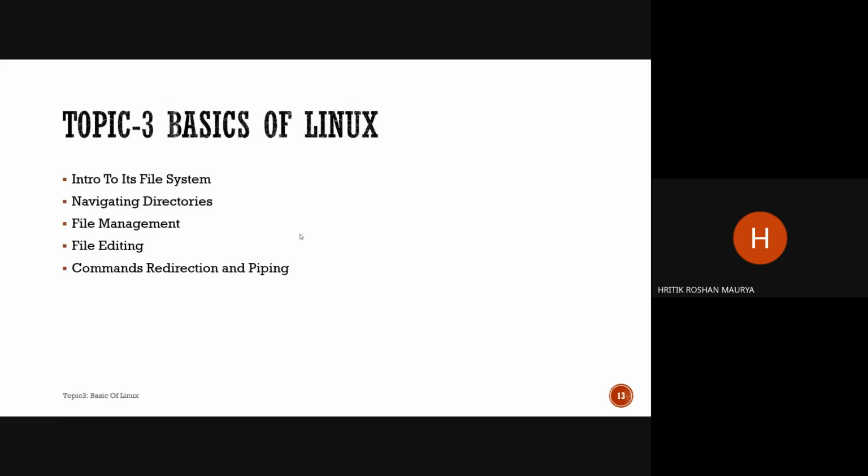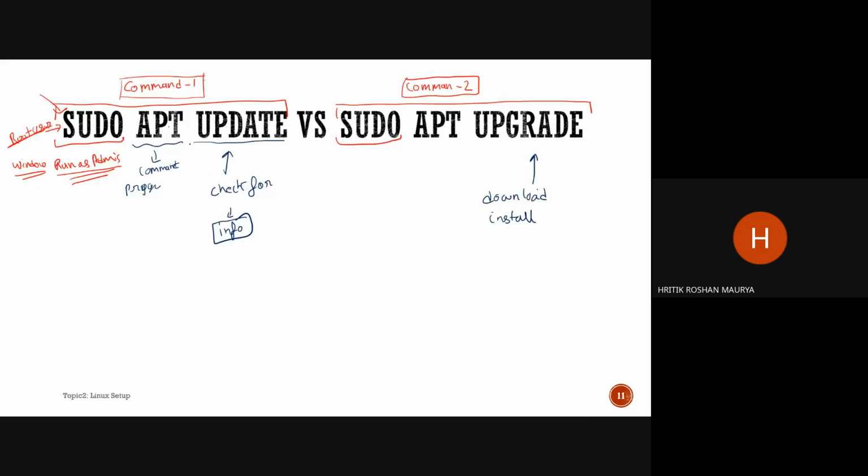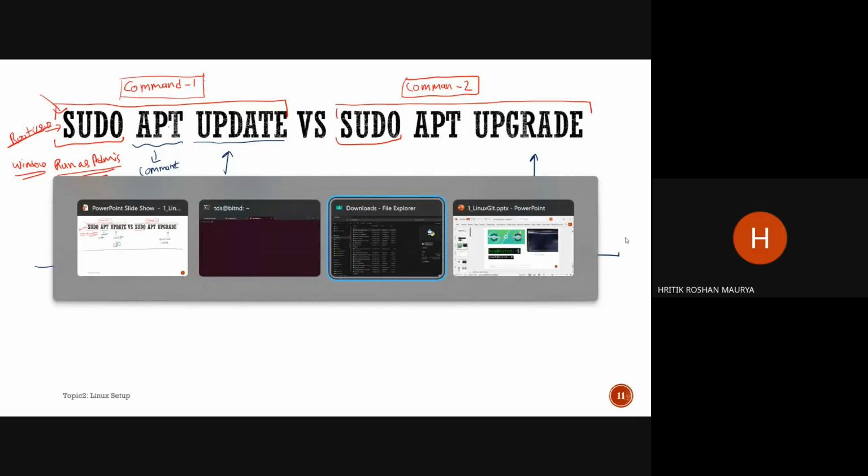Okay, so let us do the basics of Linux now. I hope you understand what is the agenda, what are the commands, apt update and upgrade, right? Sir, can you explain again this command meaning, sudo apt update and upgrade? Just like in words.